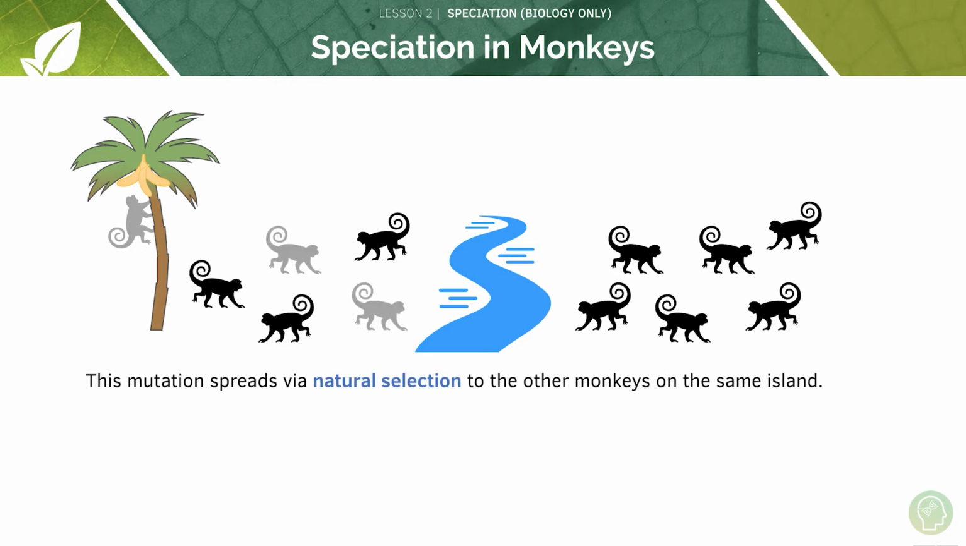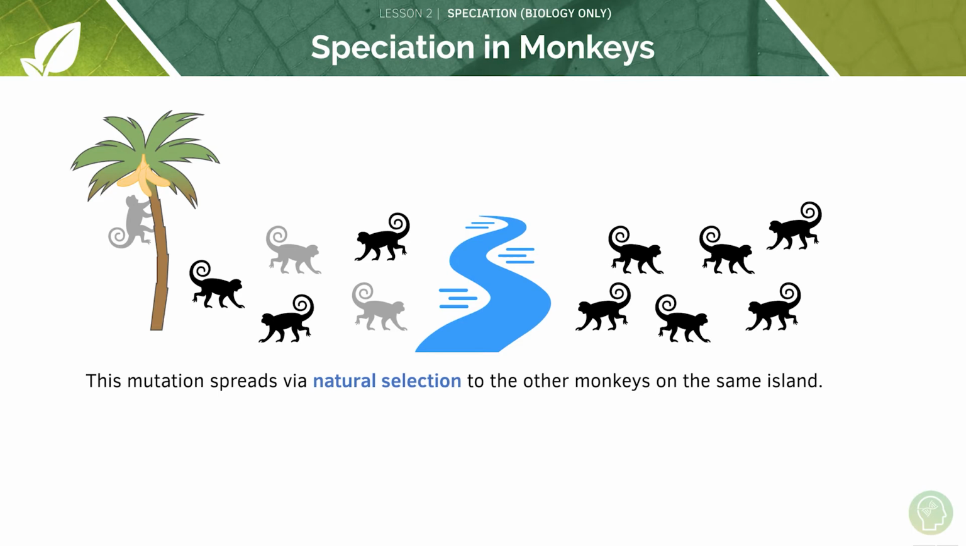Now, this mutation can spread via natural selection to the other monkeys on the same island. So for example, how can that happen? Well, this monkey is more able to climb trees, therefore is more able to get this fruit, therefore is more likely to survive and reproduce to produce fertile offspring, as opposed to these monkeys here which can't reach this fruit and therefore die earlier before they can reproduce. So therefore this monkey's offspring will be more likely to have this monkey's trait to be able to climb trees, and therefore this characteristic will expand within the population. So that's our idea of natural selection.